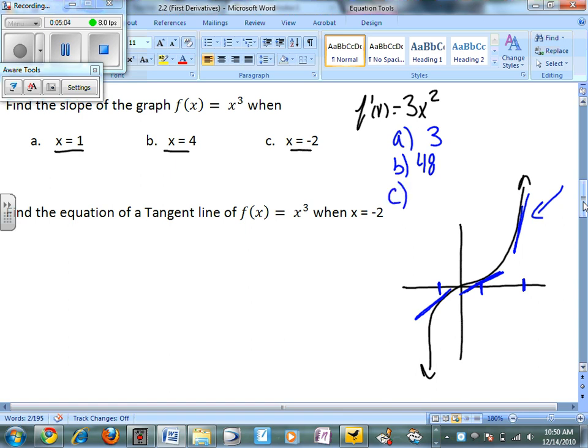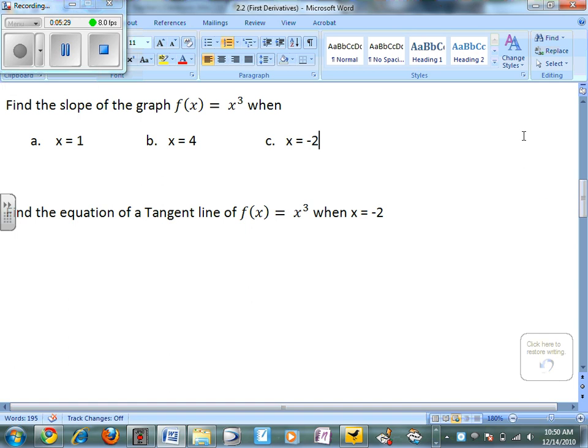And if we look at c, we plug negative 2 in. Negative 2 squared is 4. 4 times 3 is 12. So it has a slope of 12. I guess my graph was a little off over here. It should have been a little farther over here to get a steeper slope. So it has a positive slope of 12, up 12 over 1. The biggest thing is to know that when you take the derivative, you're finding the equation where we can find the slope at any point on the line.